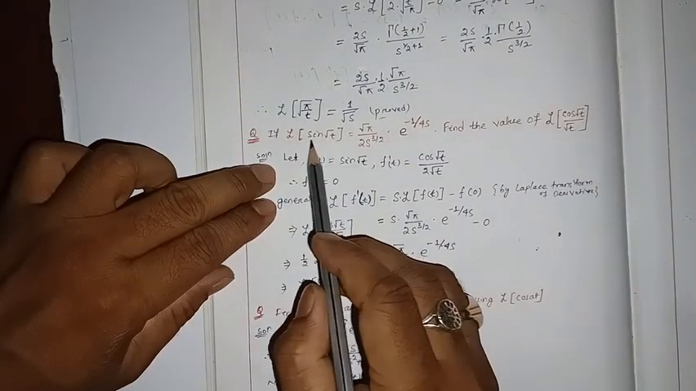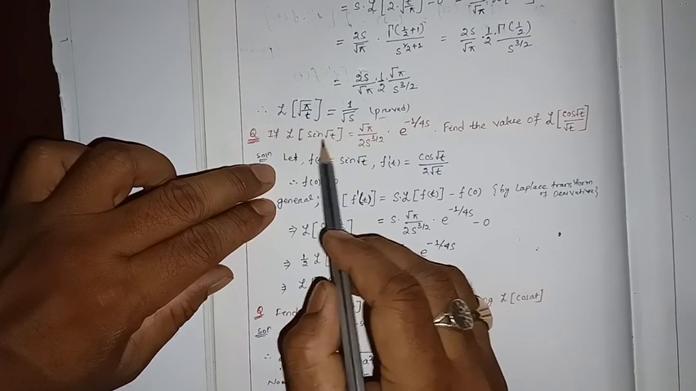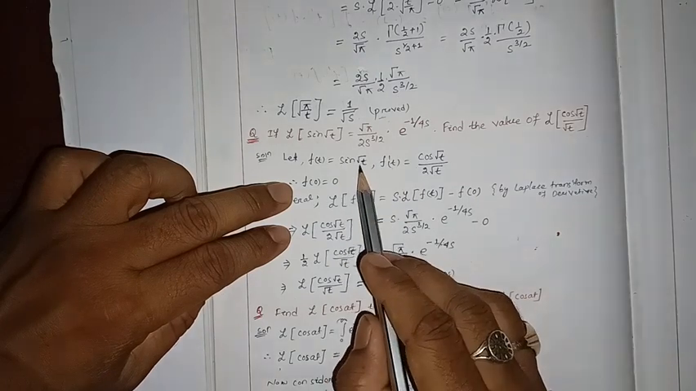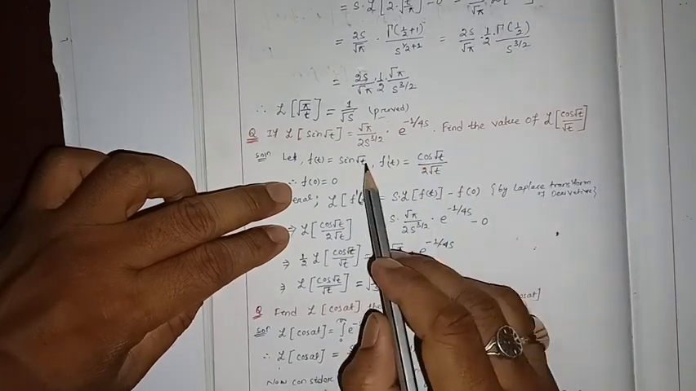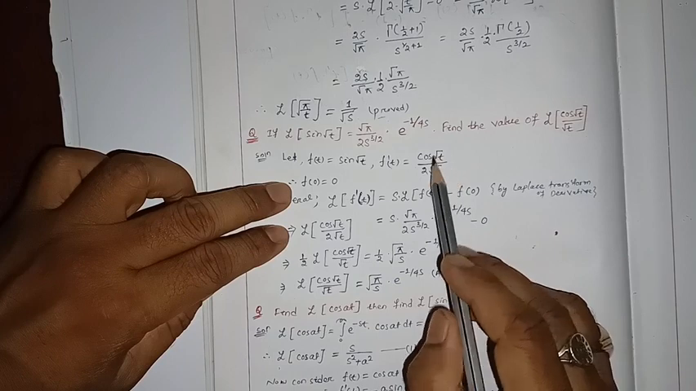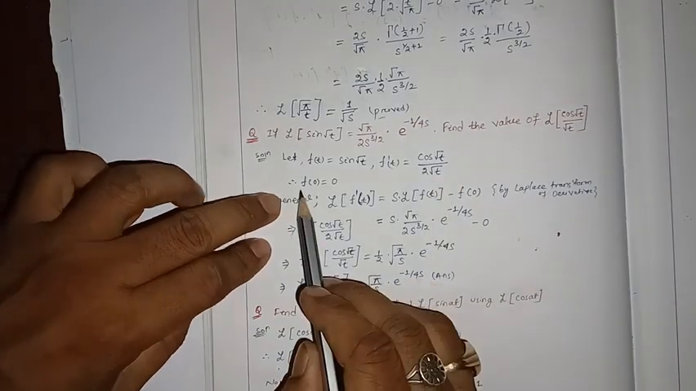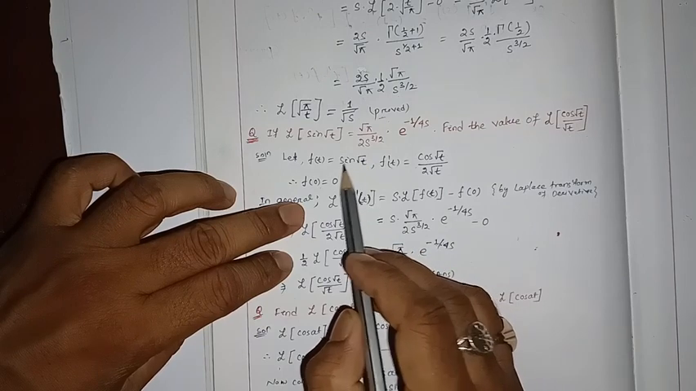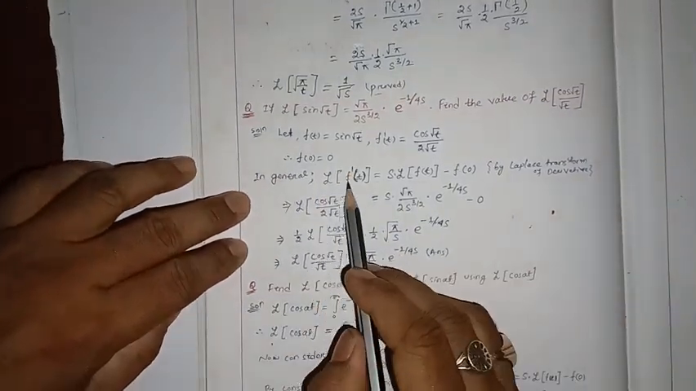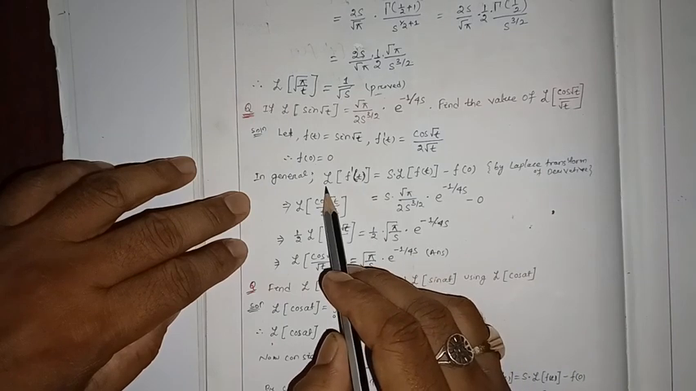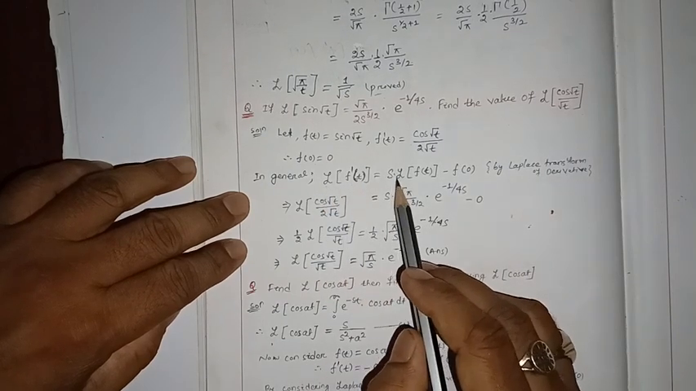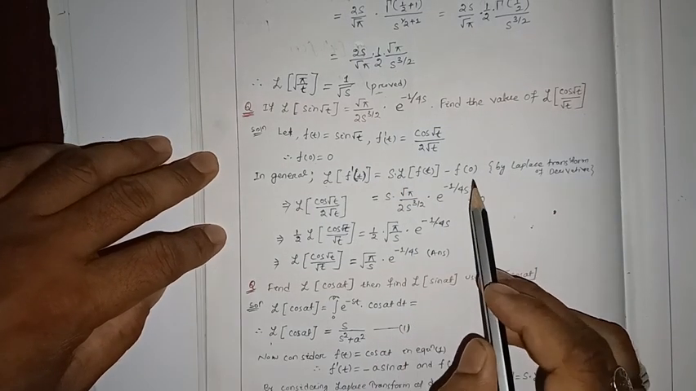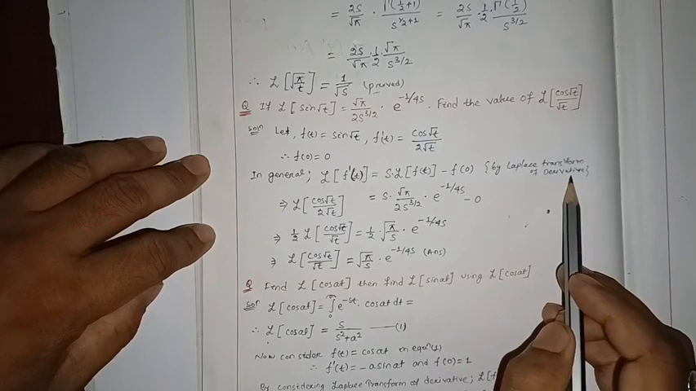First we consider our function f(t) is sin root t. The corresponding first derivative will be cos root t, and the derivative of root t is 1 by 2 root t. And f(0), if we put t equal to 0, sin 0 will be 0. In general, the Laplace transform of the first derivative is s into the Laplace transform of f(t) minus f(0).